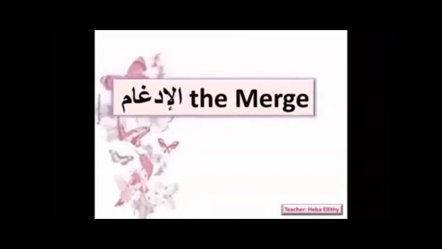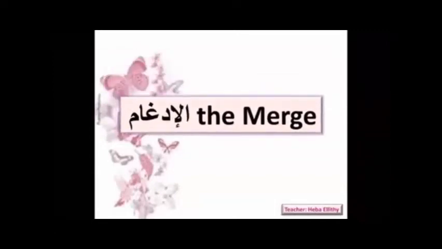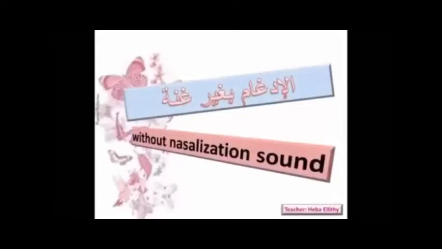We still under the chapter أحكام النون الساكنة والتنوين, the rules of Noon Sakina and Tanween. And we still under the part of Al-Idgham, the merge. And we said the merge has two kinds. We have idgham بغنة with nasalization sound, and we have idgham بغير غنة without nasalization sound. Al-idgham بغنة with nasalization sound, we done with it last class. Today, inshallah, we will take the one without nasalization sound. Al-idgham بغير غنة, without nasalization sound.